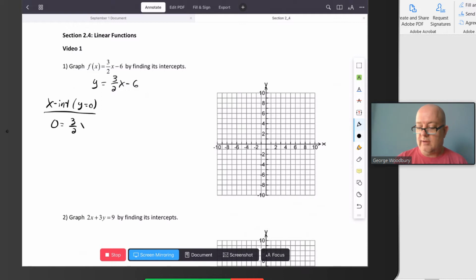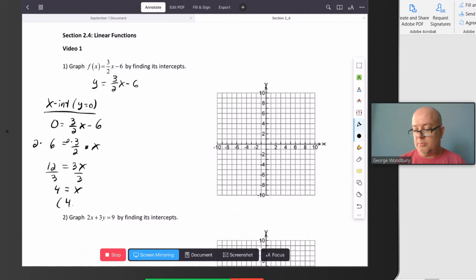0 equals 3/2 x minus 6. Add 6 to both sides to get 6 equals 3/2 x. Clear the fractions by multiplying both sides of the equation by 2. That gives us 12 equals 3x. And when we divide by 3, we get x equals 4. So that is the point 4, 0. And I can put that on the graph on the x-axis at 4.